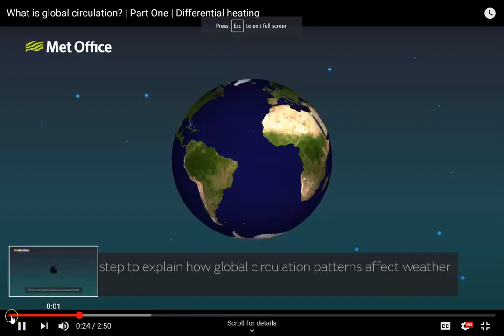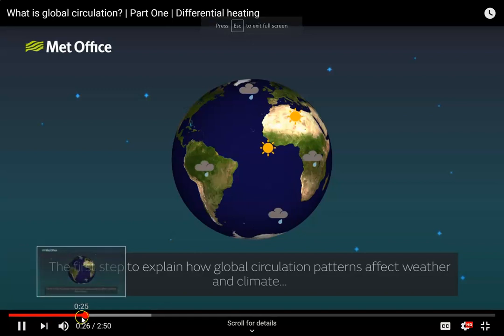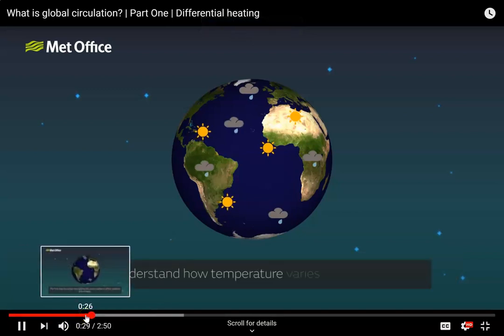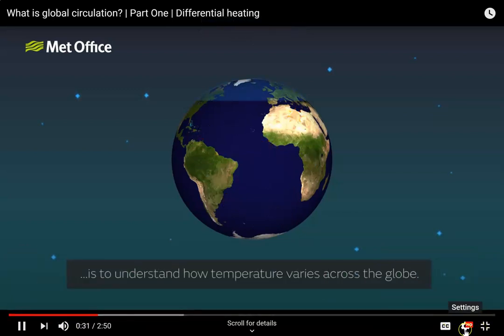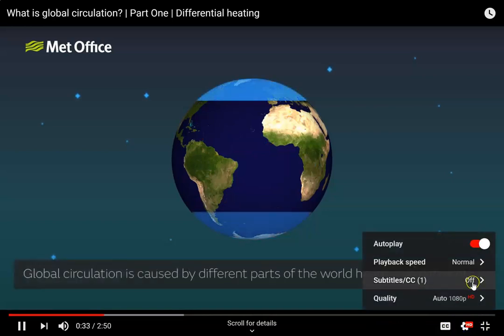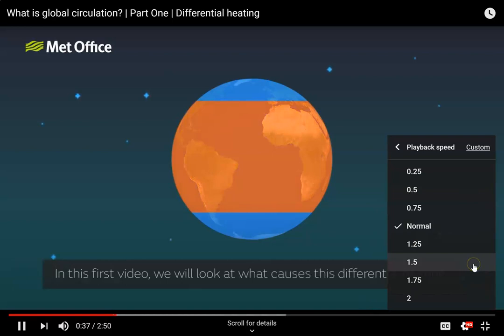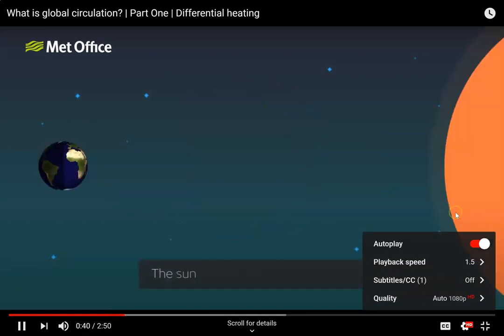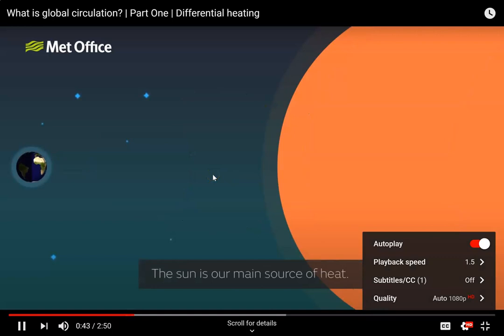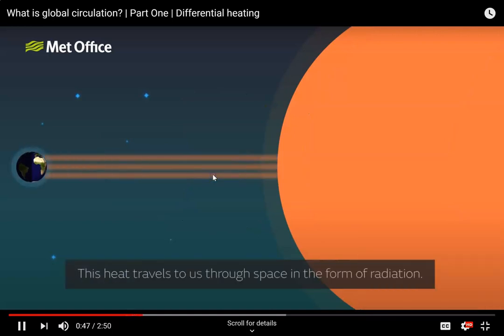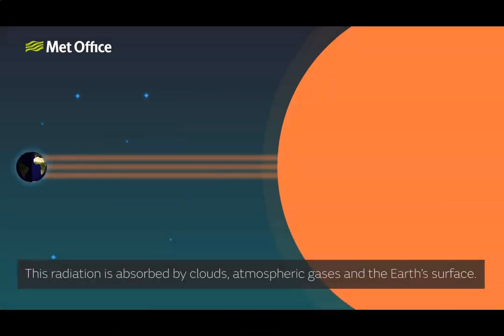The first step to explain how global circulation patterns affect weather and climate is to understand how temperature varies across the globe. Global circulation is caused by different parts of the world heating up differently. In this first video, we will look at what causes this differential heating. The sun is our main source of heat. This heat travels to us through space in the form of radiation. This radiation is absorbed by clouds, atmospheric gases, and by the Earth's surface.